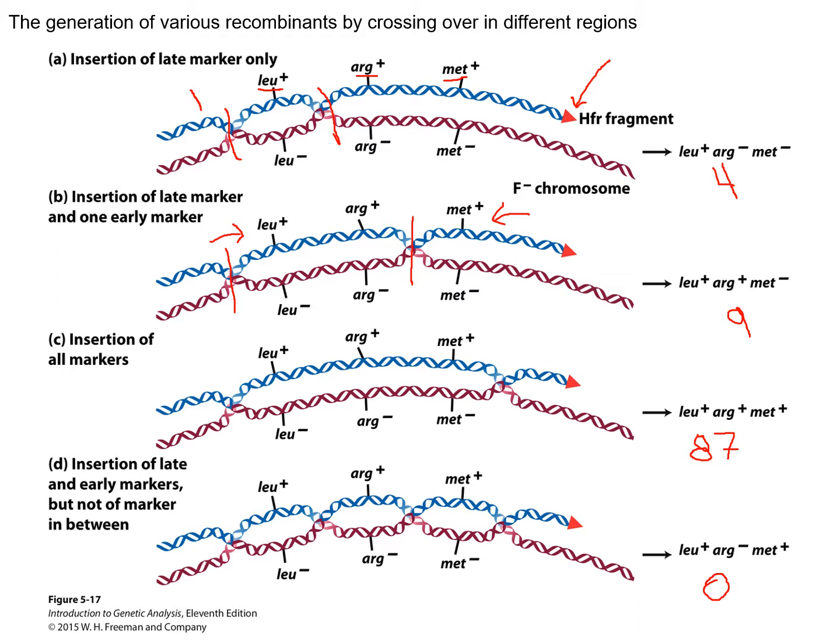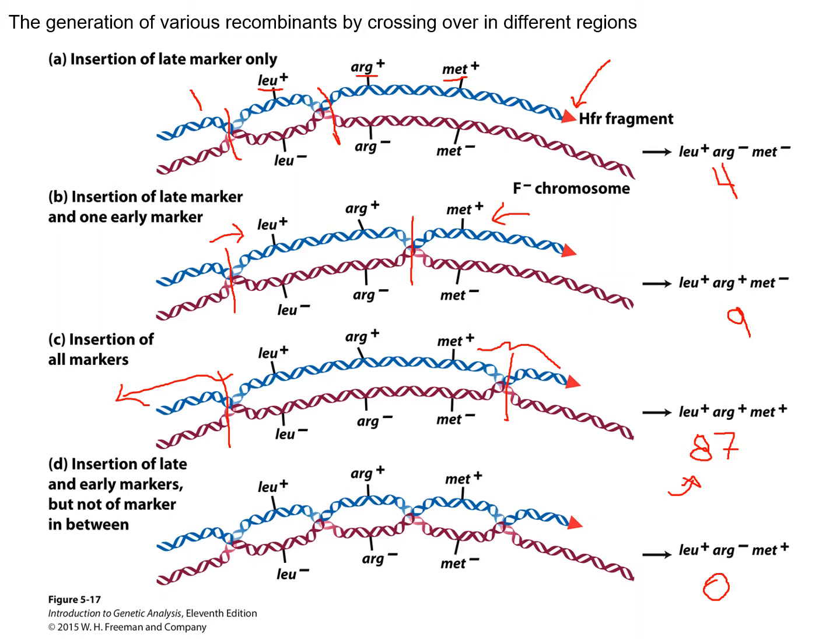And then the most common thing to happen is, because this region between methionine and the origin, and then after leucine all the way down to however far the longest chain is, those are the biggest regions that allow for crossing over to happen. So for all 3 of these to cross over, happens at the largest event, or the largest possible outcome, and that's at 87%.